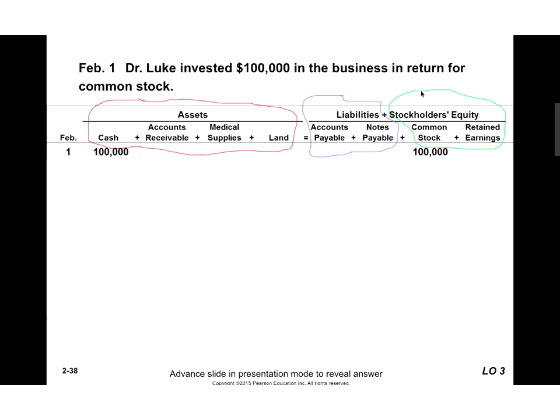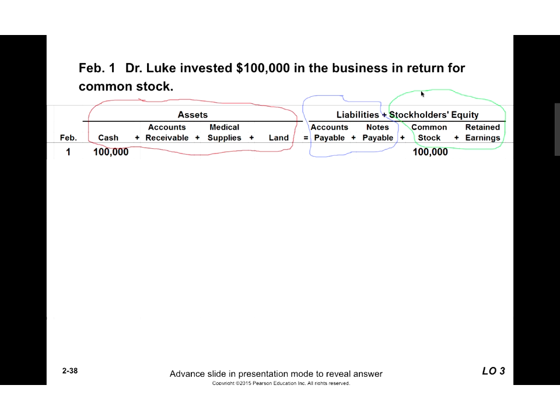Common stock, that column called common stock, is equity. It's stock that the business has issued. If a business buys stock in another company, it's an asset and it's called investment. So if you see an account common stock, it is an equity account. It's stock the business has issued.